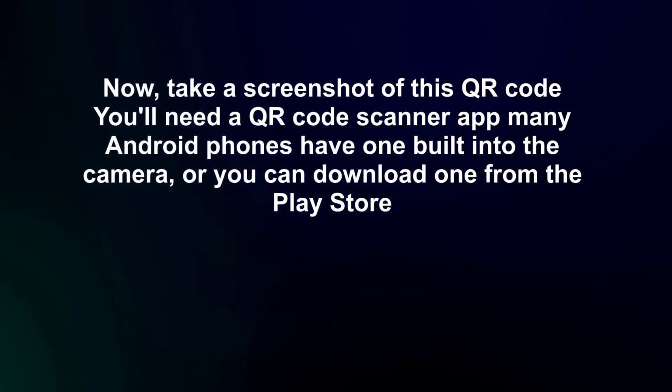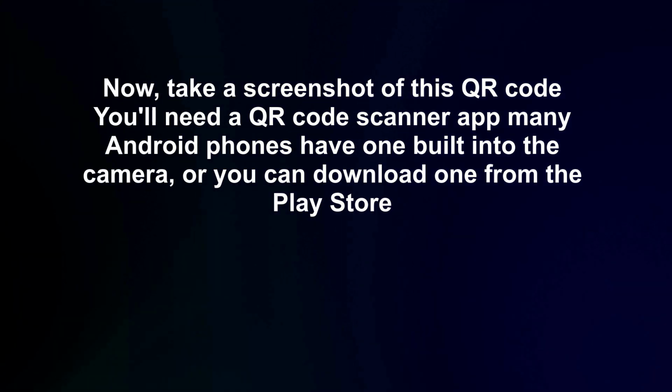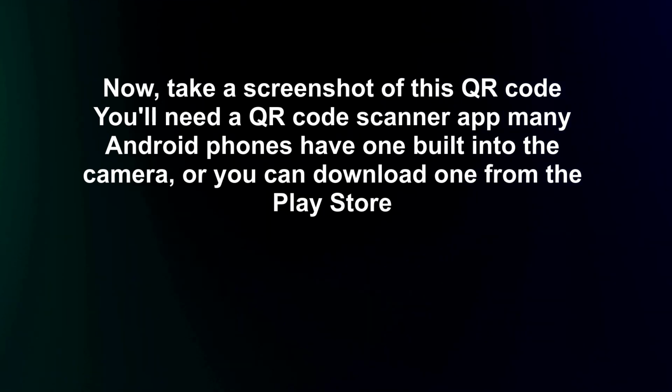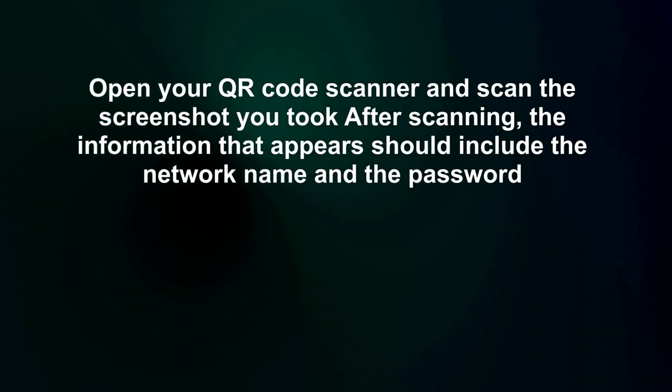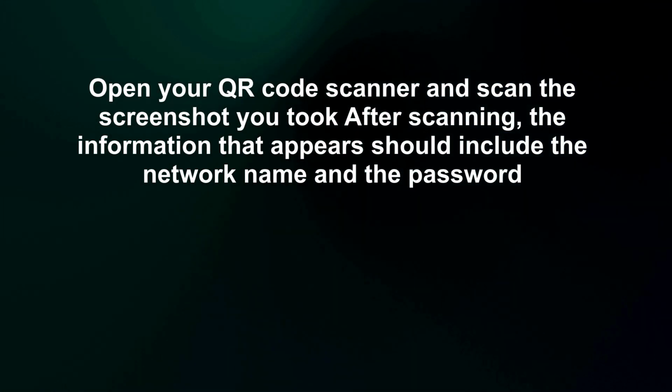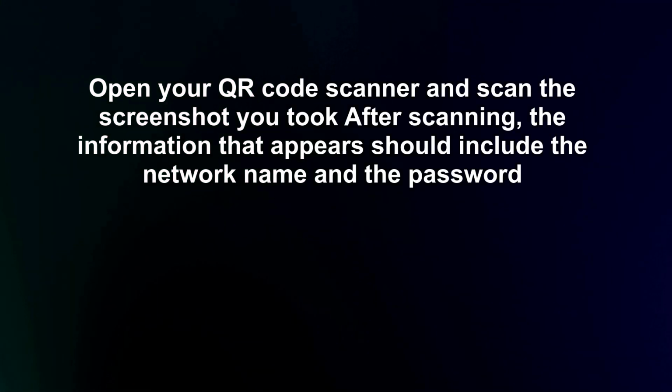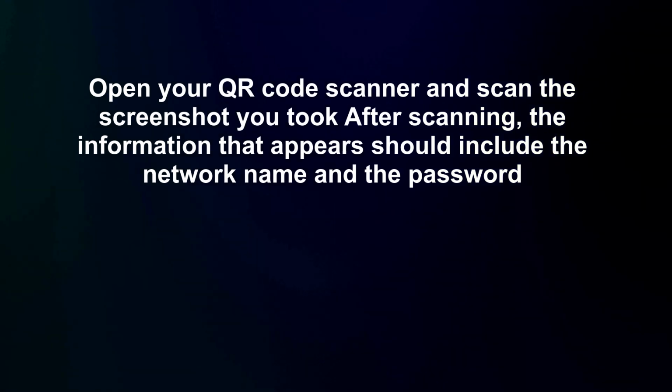You'll need a QR code scanner app. Many Android phones have one built into the camera, or you can download one from the Play Store. Open your QR code scanner and scan the screenshot you took. After scanning, the information that appears should include the network name and the password.